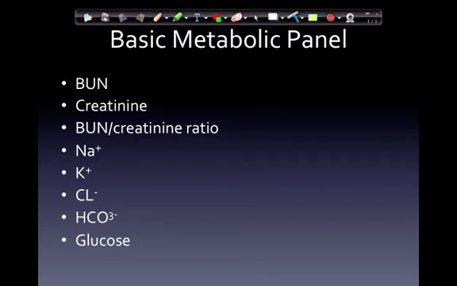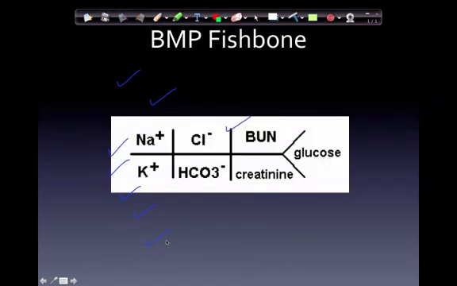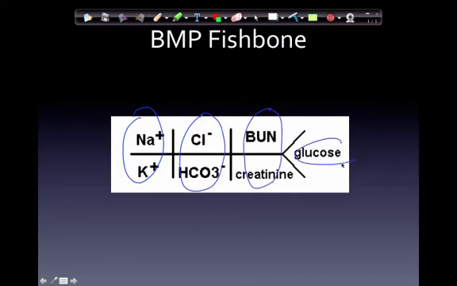Basic metabolic panel, or BMP. BMP is BUN, creatinine, sodium, potassium, chloride, bicarbonate, and glucose level. It's actually loaded into a specific pattern. Whenever the doctors write this out, they make a fishbone of it. So this is the fishbone: sodium and potassium are always in the front, chloride and bicarbonate in the second, BUN and creatinine in the third, and then glucose trails the end, or is the fishtail.